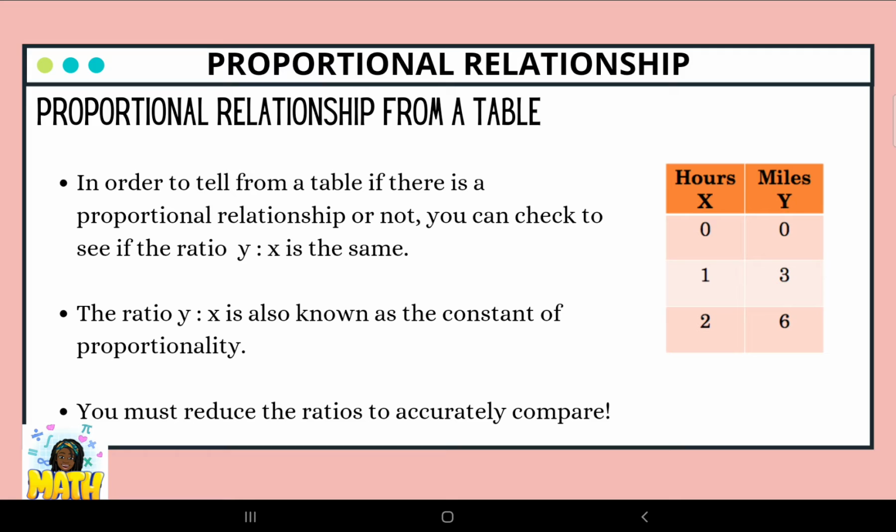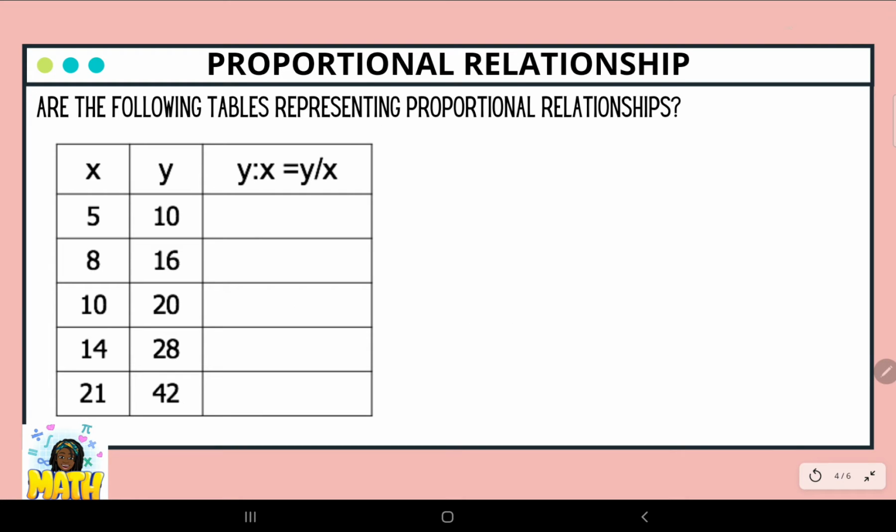In order to tell from a table if there is a proportional relationship, you can check to see if the ratio of y to x is the same for each set of values in the table. The ratio y to x is also known as the constant of proportionality, and you must reduce the ratios to accurately compare. So let's take a look at our first table. We're going to compare the ratios from y to x.